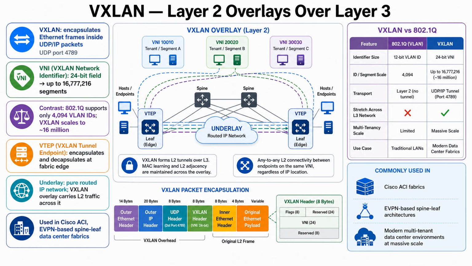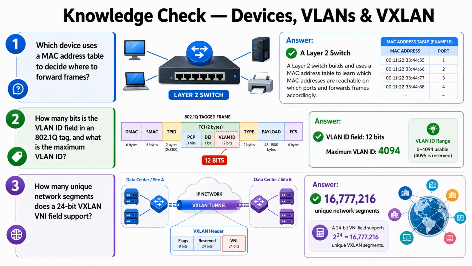For the exam, lock in 3 things. UDP port 4789. The VNI is 24 bits, which gives approximately 16 million. 3 questions on devices, VLANs, and VXLAN. Take a moment to think through each one. Genuinely, before reading my answers, pausing to retrieve from memory is worth more than reading along passively.